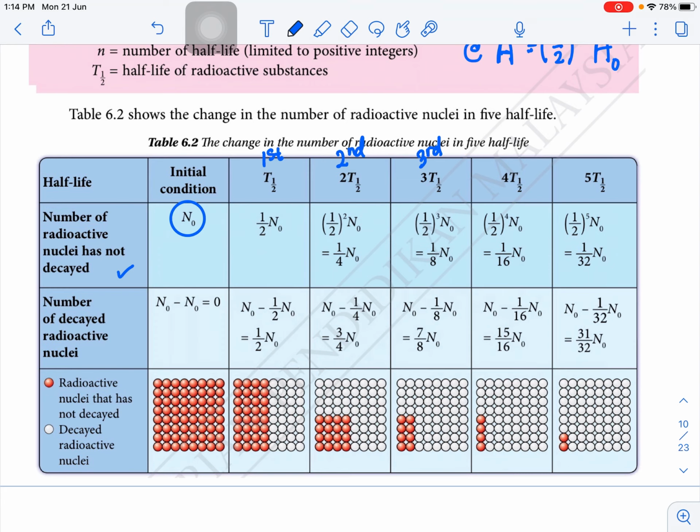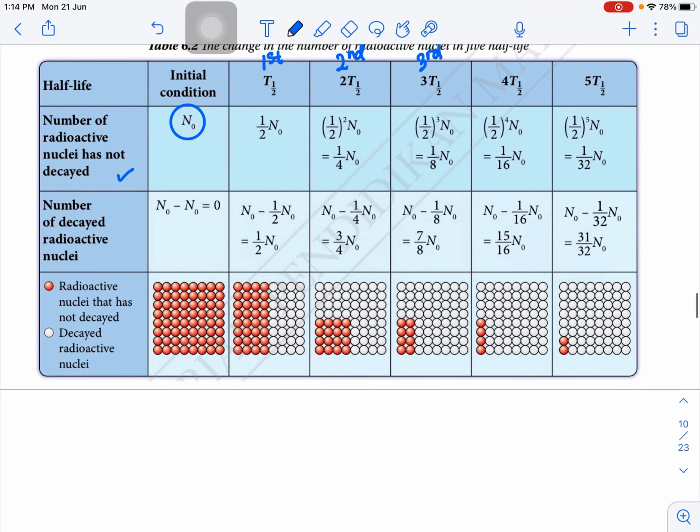And the number of nuclei that have decayed is N0 minus 1/8 N0, so we get 7/8 N0. Okay, and the process continues to the fourth, the fifth, the sixth half-life. So what we can see from the diagram of atoms here is that the red ones are the radioactive nuclei that have not decayed, while the white ones are the decayed radioactive nuclei. Initially, all the atoms have not decayed.